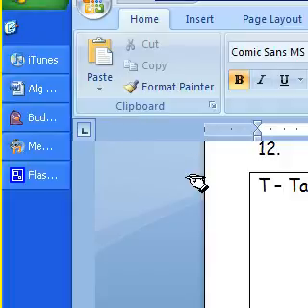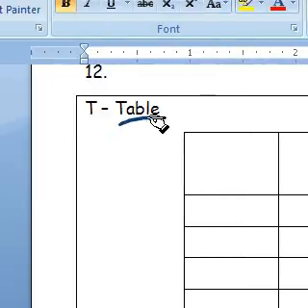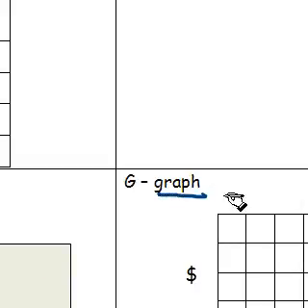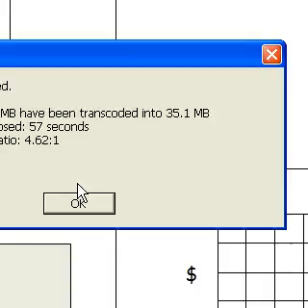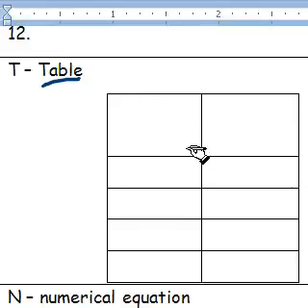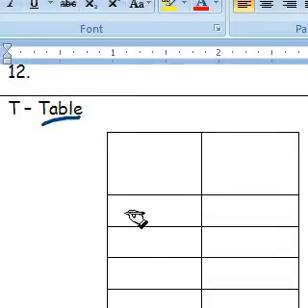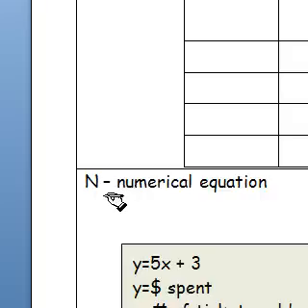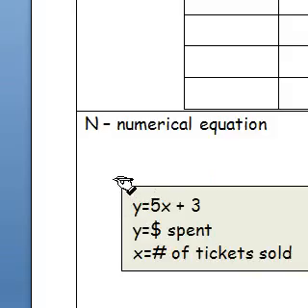All right, let's look at number 12 here. This is our familiar tabular, analytical, numerical, and graphical representation of a situation, which enables us to look at a situation and represent it in multiple ways. So it looks like in this problem, we were given the numerical part.